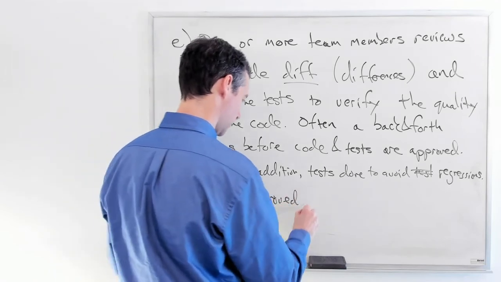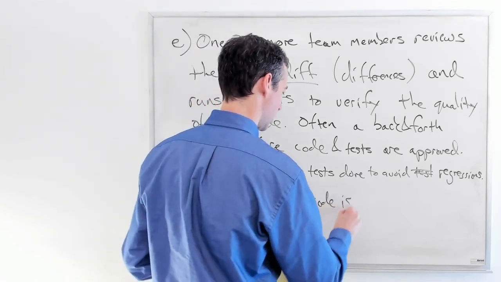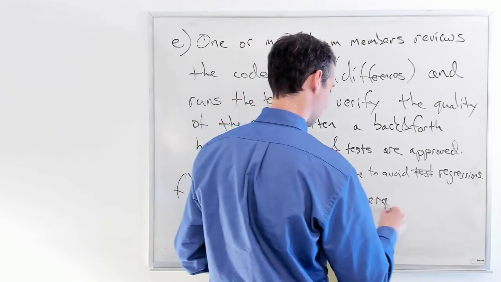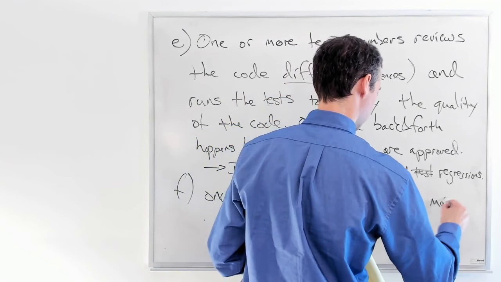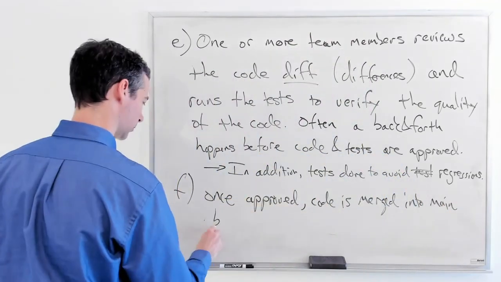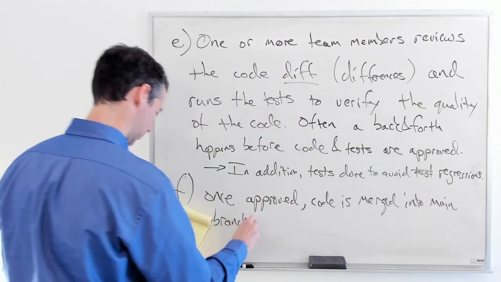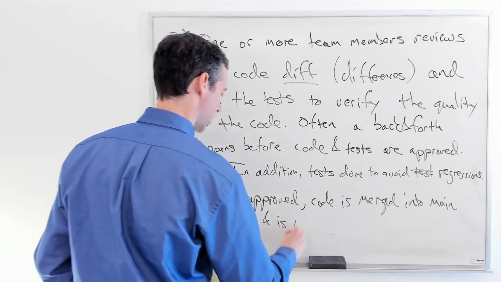All right, so then we're finally to the point that if they approve of your code, so once approved, code is merged into the main branch and is now part of the product.